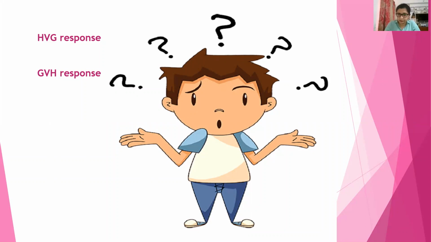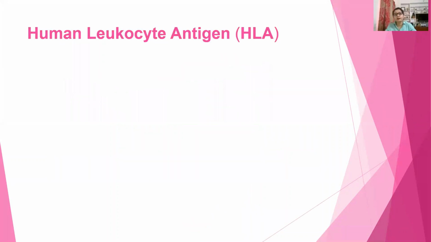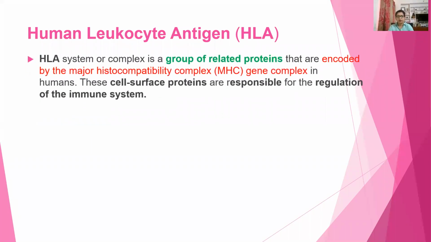So firstly, human leukocyte antigen, HLA. So there are two terms. One is HLA, other is major histocompatibility complex. So what is the difference between the two?